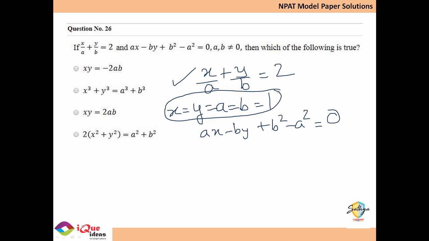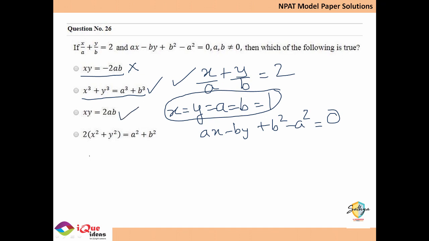So then all you have to do is substitute the values in the left hand side and check which matches. So the first one, x cube plus y cube is equal to a cube, xy is equal to 2ab, substitute the values, the LHS is not equal to RHS. In the second one, the left and the right hand side definitely match. In xy is equal to 2ab, the values left and right don't match.